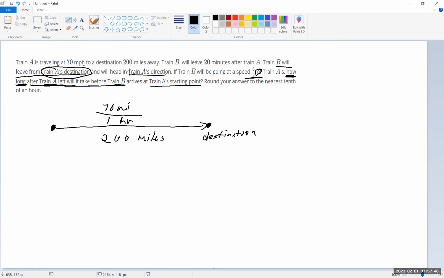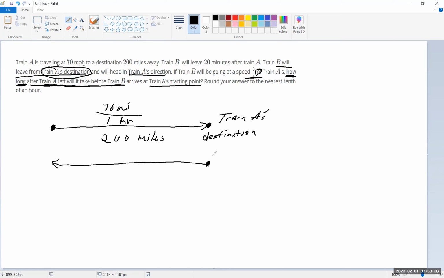And then what is train B doing? Train B will leave from train A's destination. So I'm just going to put it down here so that I can have a different place to work out train B, but let's assume these are the same place. So this is train A's destination. Now train B will leave train A's destination and head in train A's direction. So this is train A's direction, so it's going this way.